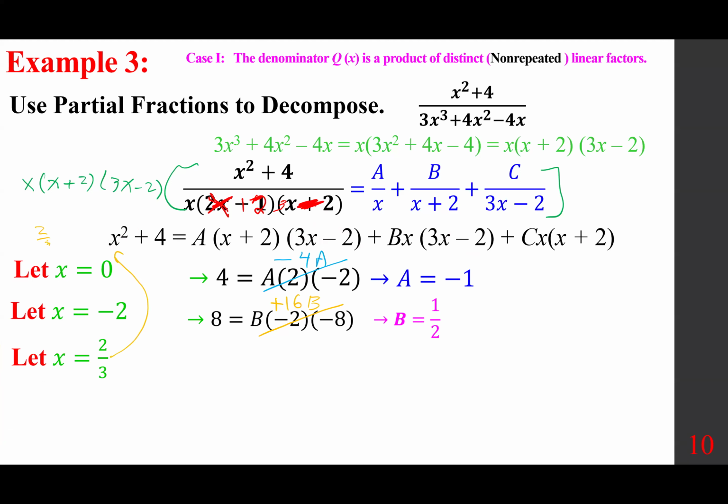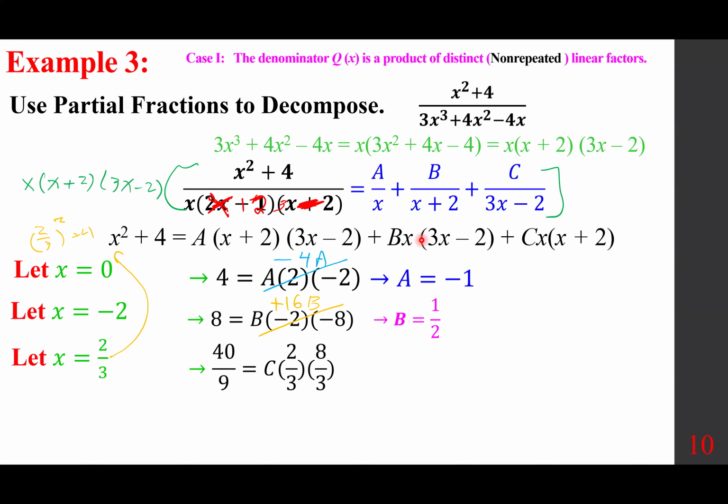That gives you 2/3 squared, 4 over 9 plus 4. 4 times 9 is 36, and 4 is 40, so 40 over 9. X equals 2/3, this goes to 0. So C times 2/3 times 2/3 plus 2, 2 is 6/3, so it's 8/3. So again, 2/3 quantity squared plus 4 is 40 over 9.